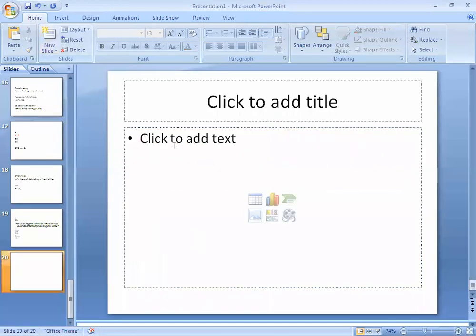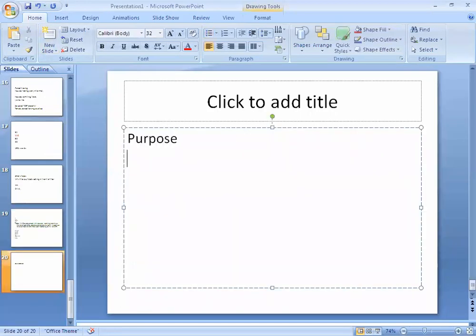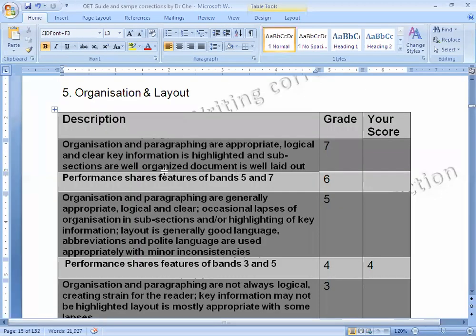Subsections mean, for example, the purpose is well organized, the body, the first visit is well organized, previous visits are well organized, social history is well highlighted, and past medical history, conclusion. So all of these things and all subsections should be well organized and well laid out. Okay, organization and paragraphing are generally appropriate, logical and clear.